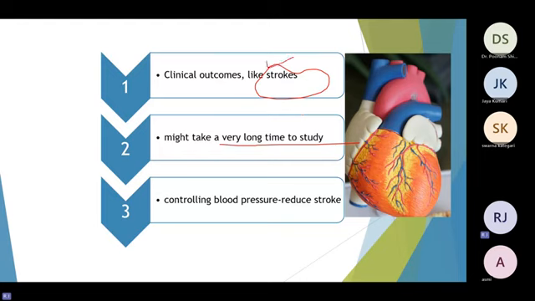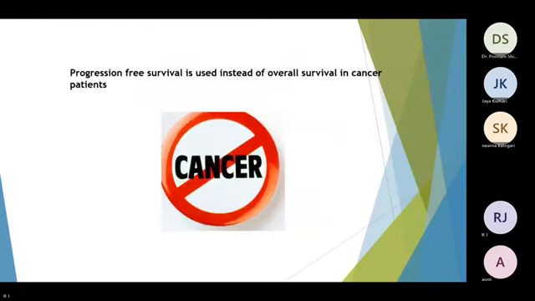So in this example, instead of waiting for subjects to have a stroke, what can we do? We can see whether our drug is going to reduce the blood pressure or not, because we know that if the drug is going to control the blood pressure, then definitely the risk of stroke will decrease. So instead of having stroke as a primary endpoint, we can choose the reduction in blood pressure as our primary endpoint. In this particular trial, the reduction in blood pressure would be our surrogate endpoint. We'll call the reduction in blood pressure a surrogate endpoint.